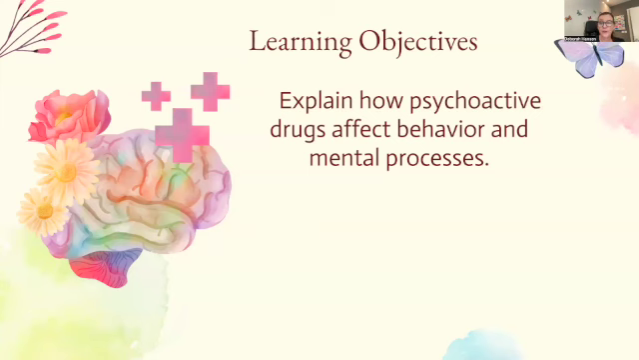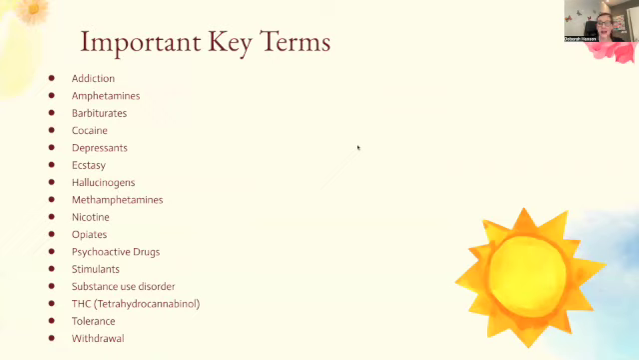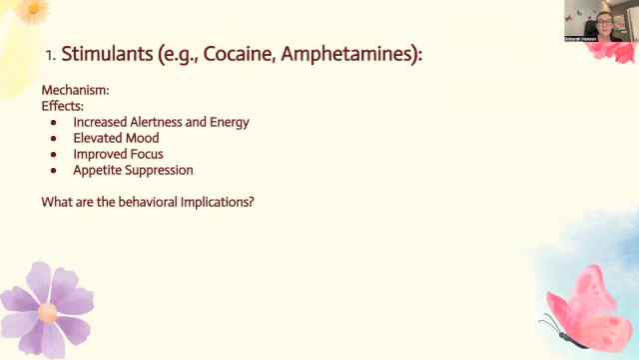So now we're going to look at the third CED question: explain how psychoactive drugs affect behavior and mental processes. This particular section has lots of vocabulary that was not directly related to the first and second questions. So I'm going to put them onto the key terms video as well, with a definition and real life example to help you make your flashcards and have a better understanding of that vocabulary. Okay, so first up, we have stimulants.